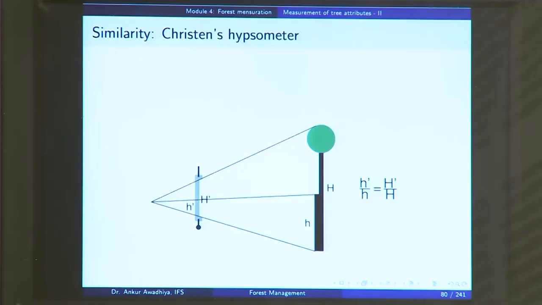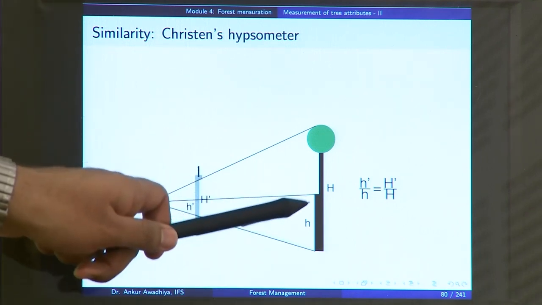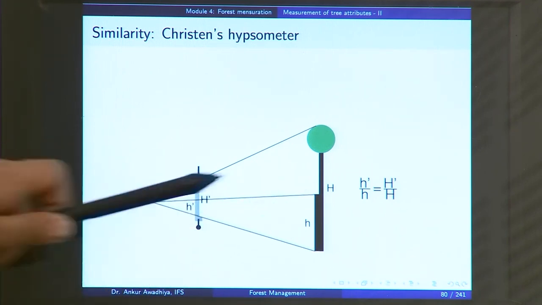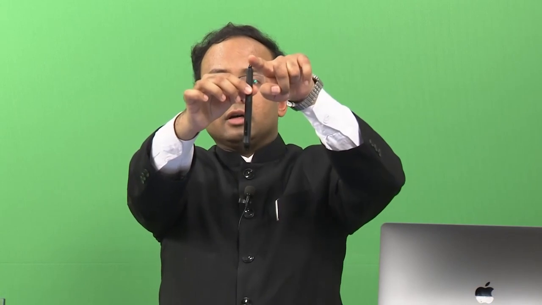Now, if you want to find out the height of a tree, what you do here is that you take a rod of a known length, let us call it small h. You place it near the base of the tree. So, it is now right next to the base, and you keep your hypsometer in a vertical position. You will place it in such a manner that you are seeing the top of the hypsometer and the top of the tree, and you align your hypsometer in such a manner that both these points come together.